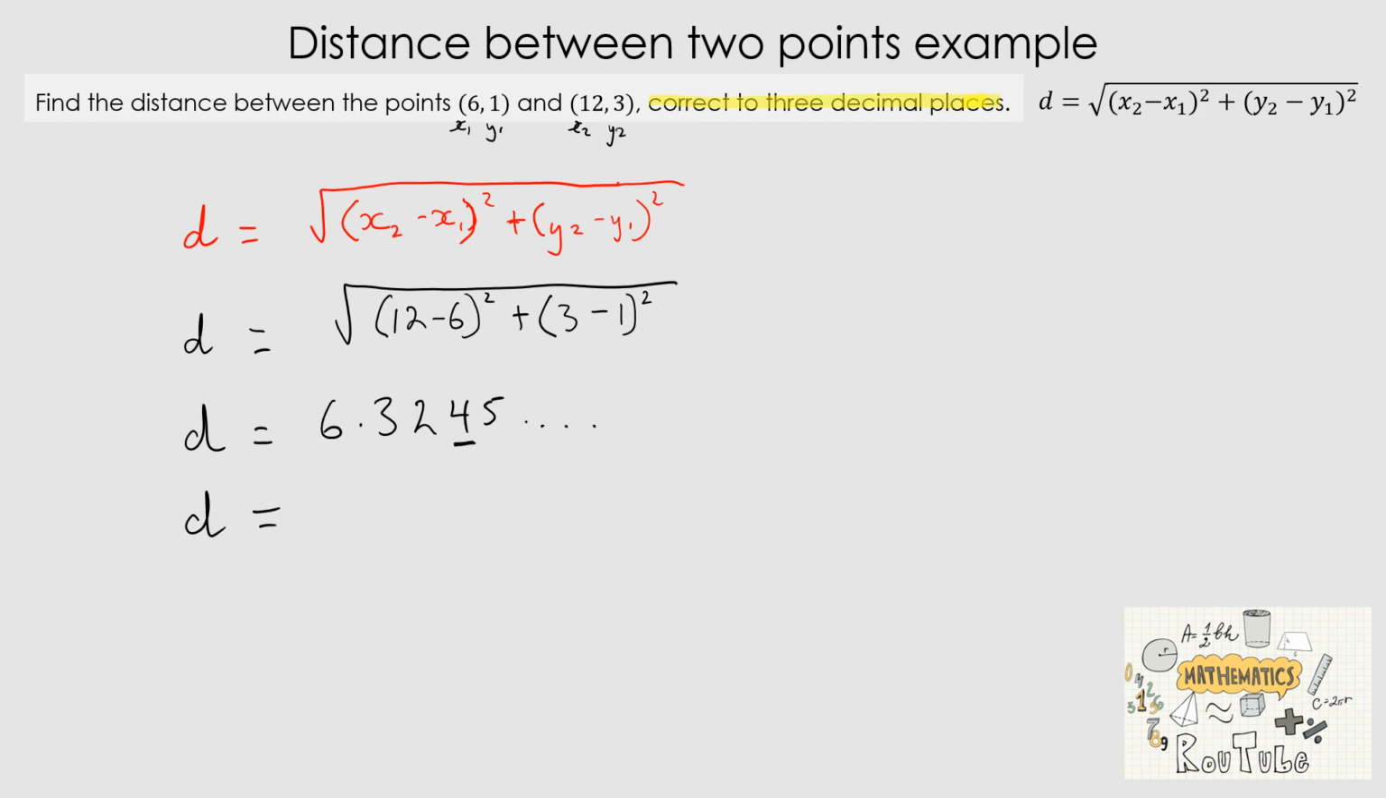So we've got our third digit, and then the digit after ours, which I'll circle in red, tells us what we do with the underlined digit. Because the circled digit is 5 or above, the underlined digit goes up. So our answer should be 6.325 units. Whenever we're talking about the Cartesian plane, it's always in units. So the distance between those 2 points is 6.325 units.